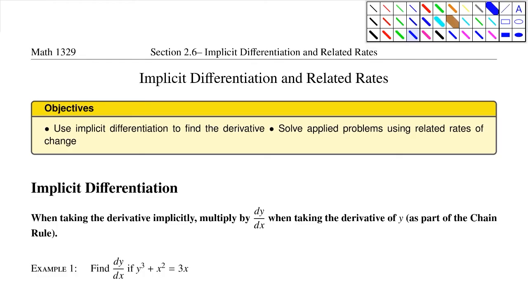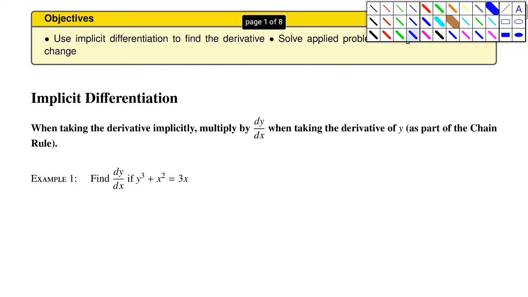In section 2.6, we look at implicit differentiation and related rates. So implicit differentiation is needed whenever you have an equation with, let's say, y's and x's, but the equation is not solved for y already. And so what we want to do is take the derivative implicitly, with the derivative of y with respect to x.